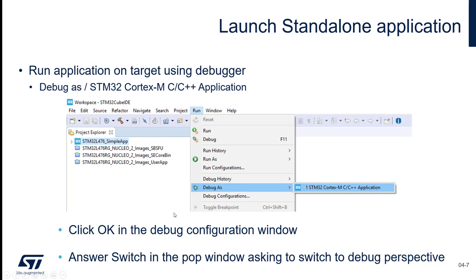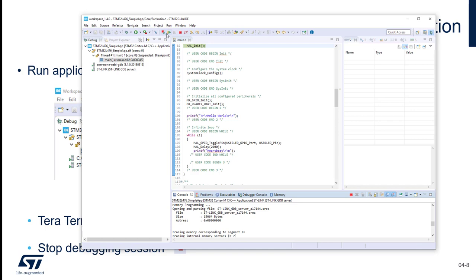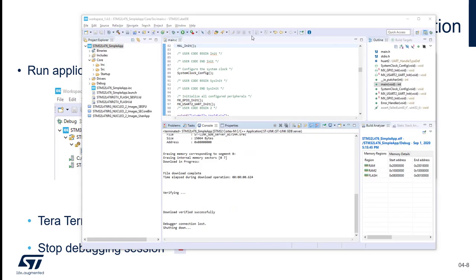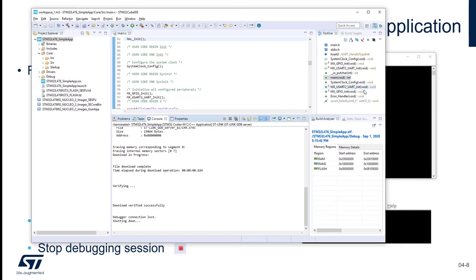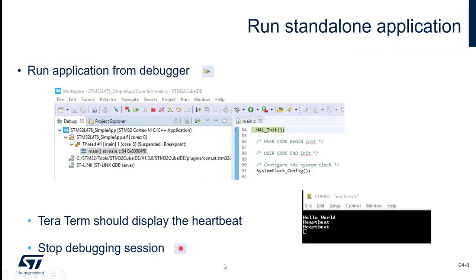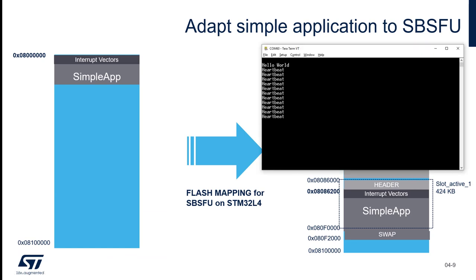So here we are at the beginning of our application. So here in the slides we're here, and then we run the application and see what's on the display. So I open here the TeraTerm and click run. And I have a hello world on a heartbeat. That's our simple application. So now let's stop the debugger. And we should have still the heartbeat running. Now we have our application that is working fine, we tested.